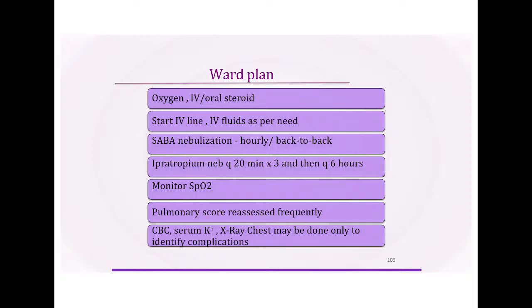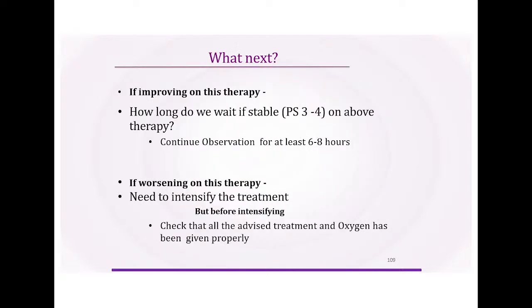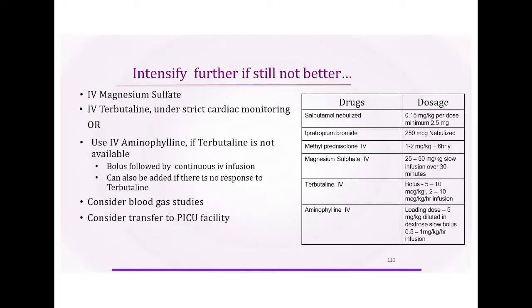So what will we do in the ward: give oxygen, IV or oral steroid, whichever is possible. Start IV line, SABA nebulization, ipratropium nebulization also, we can start to cover the larger airway. Monitor SpO2, pulmonary score to be reassessed frequently, and X-ray chest, serum potassium, CBC, that also we have to look for. If she is improving then we'll wait, continue observation for 6 to 8 hours. If worsening, then we have to intensify our treatment and oxygen has to be given.